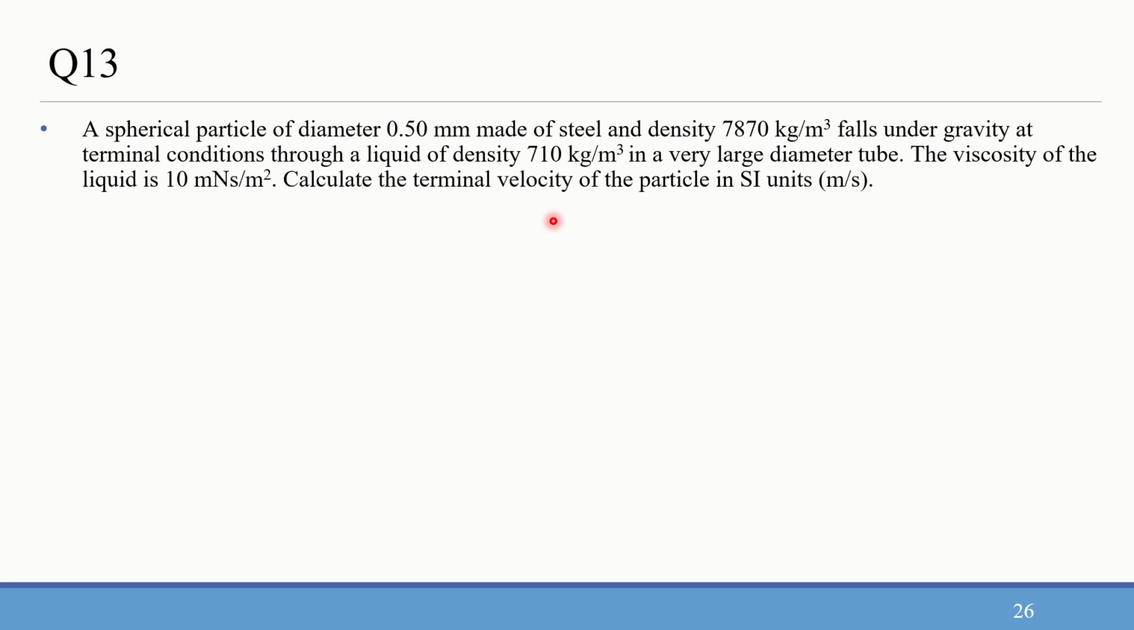It is falling under gravity under the terminal settling conditions through a liquid whose density is 710 kg per meter cube, and it is happening in a very large diameter tube. Very large diameter tube, because then we can say that there are no wall effects hindering the movement of the particle. The particle is falling without any wall effects. The viscosity of the liquid is 10 milli Newton second by meter square, and we need to calculate its terminal velocity. So this is a question.